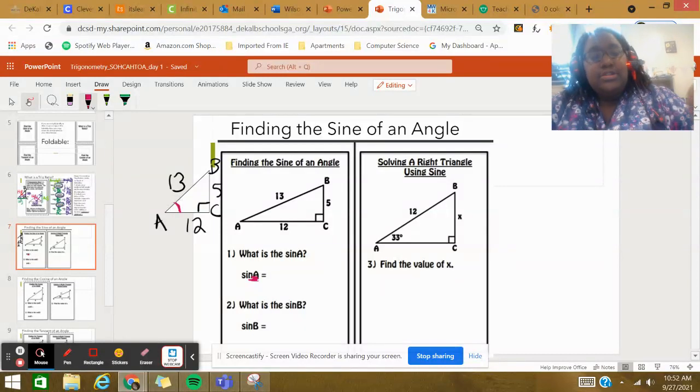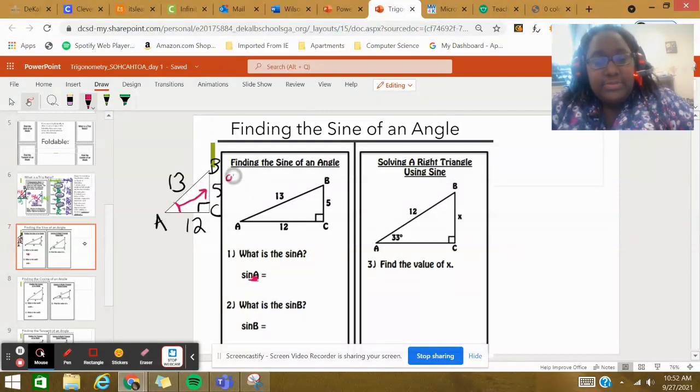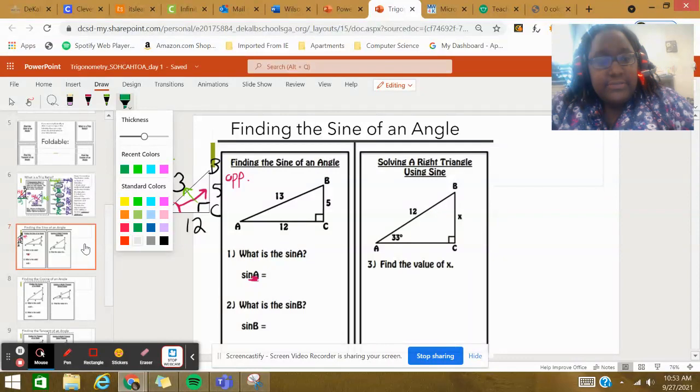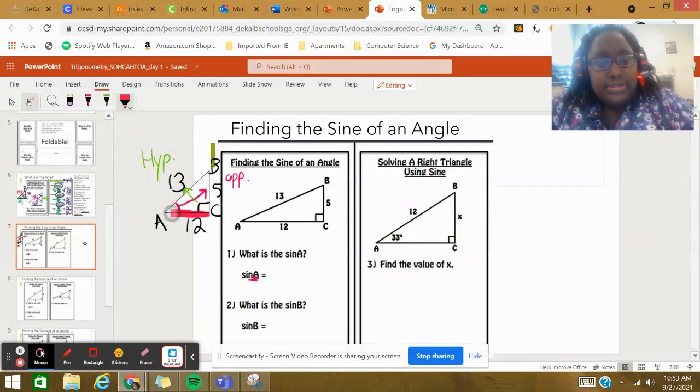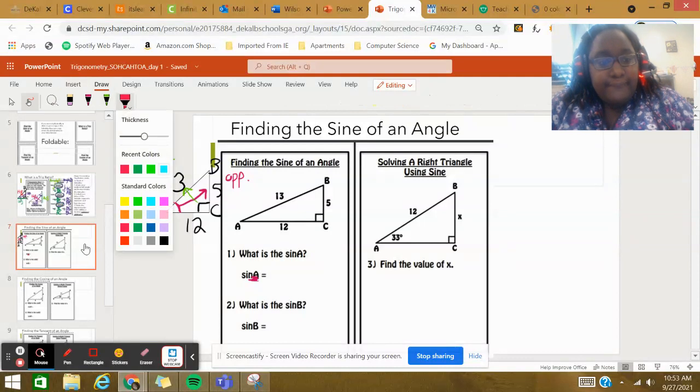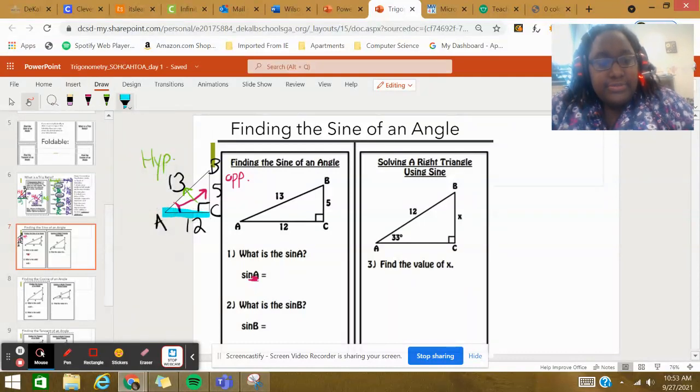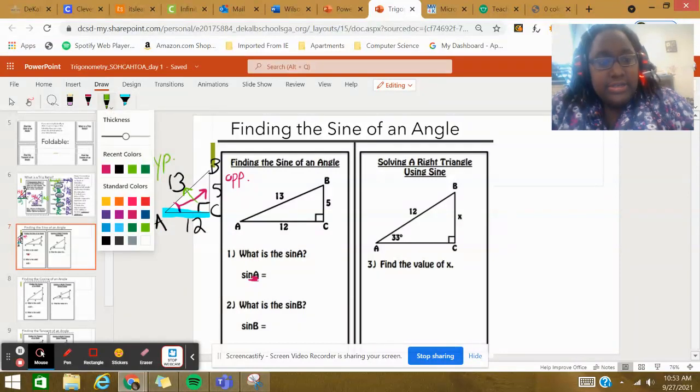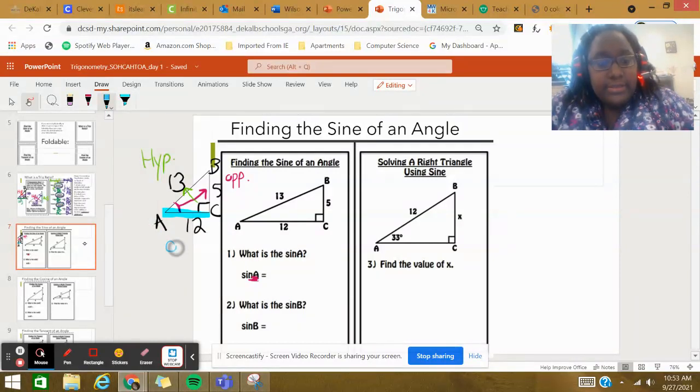Now, step 2, remember, says that we're going to label our sides of the triangle. So from A, I'm going to go the opposite direction, and this will be my opposite side, OPP. From my right angle, I'm going to go the opposite direction. This will be my hypotenuse, HYP. And then finally, I need to get an adjacent side, which is going to be AC. That color is kind of hard to see. Let me go back. I'm going to try to change the color. Go powder blue. So my adjacent side is going to be side AC. I'm going to put ADJ here.